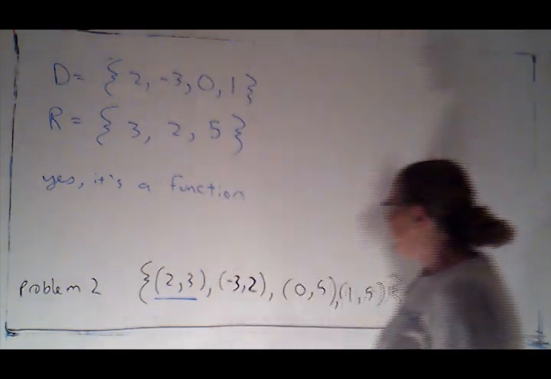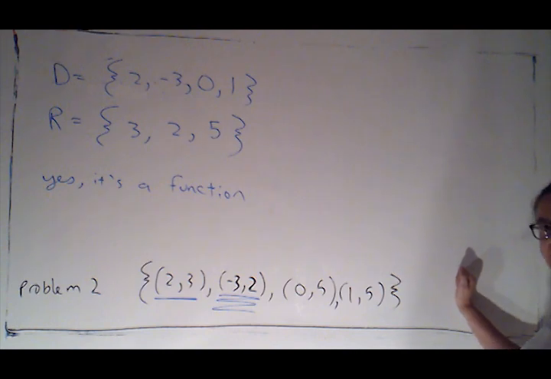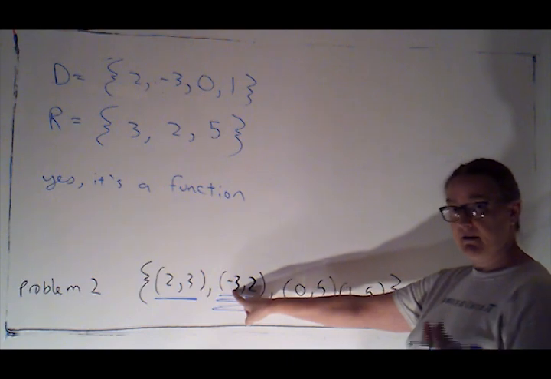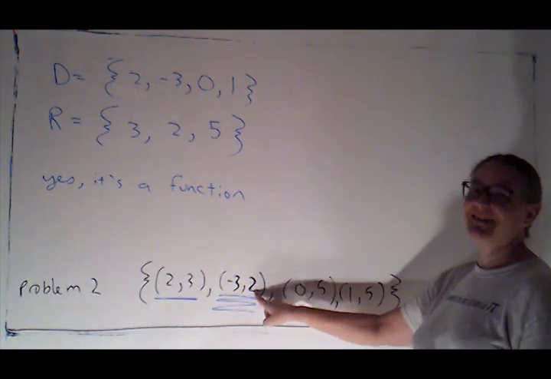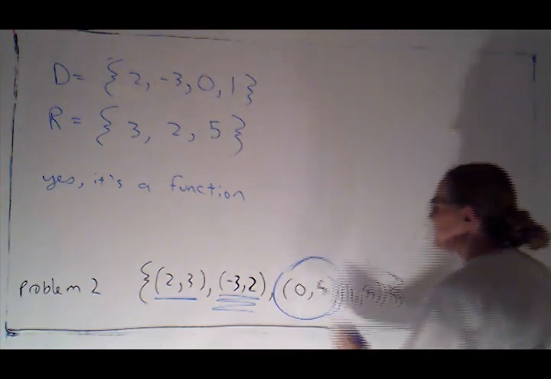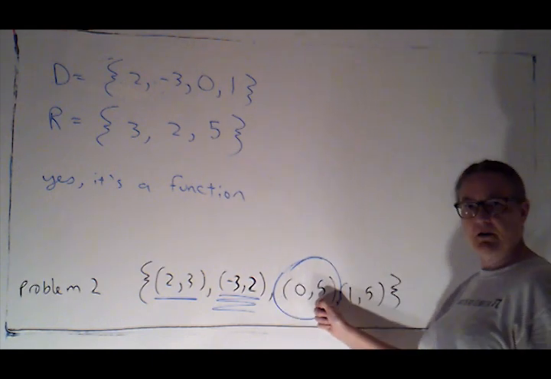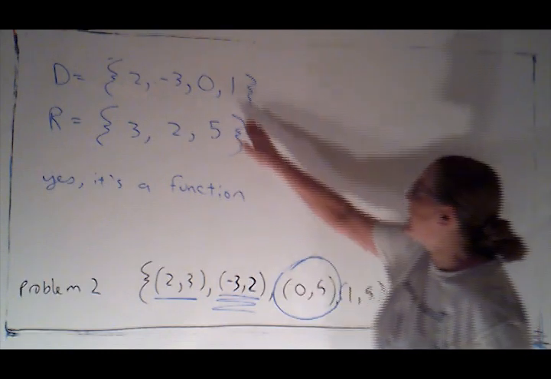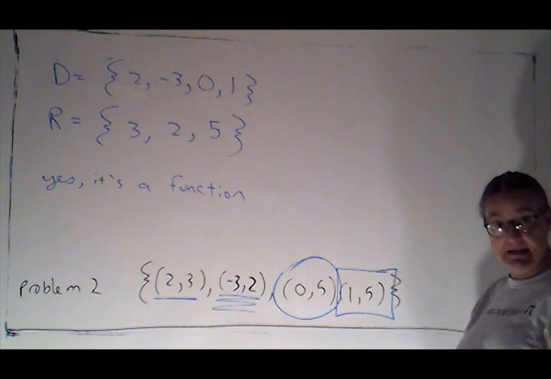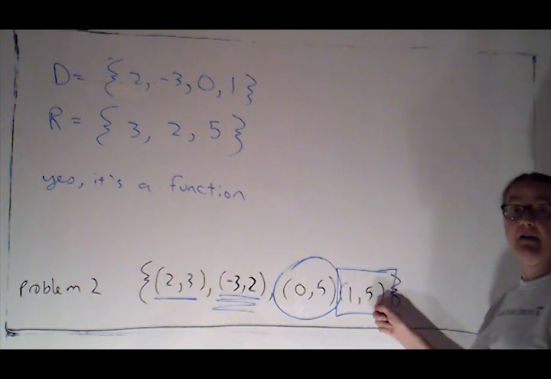If my input is -3, this is the only point that has an x value of -3. So I know if I plug in -3 as my input, the output I've got to get is 2. If my input is 0, this right here is the only point with an input of 0. So if I plug in 0, I'm guaranteed I'm going to get out a 5. And if my input is 1, that's the only point with an input of 1. So I know for sure if I plug in 1, I'm going to get out a 5.